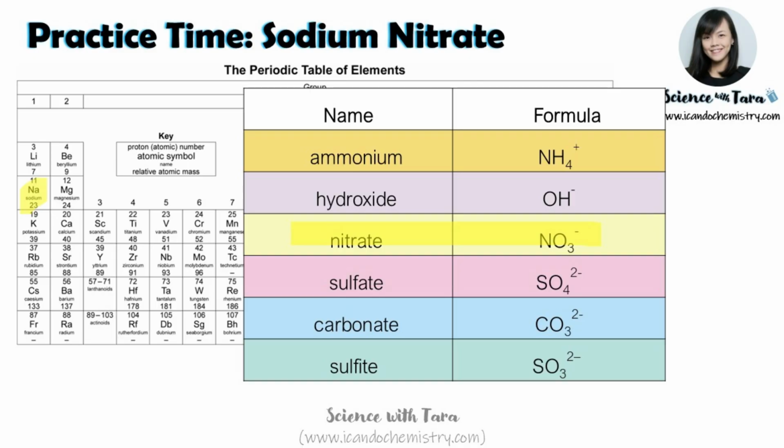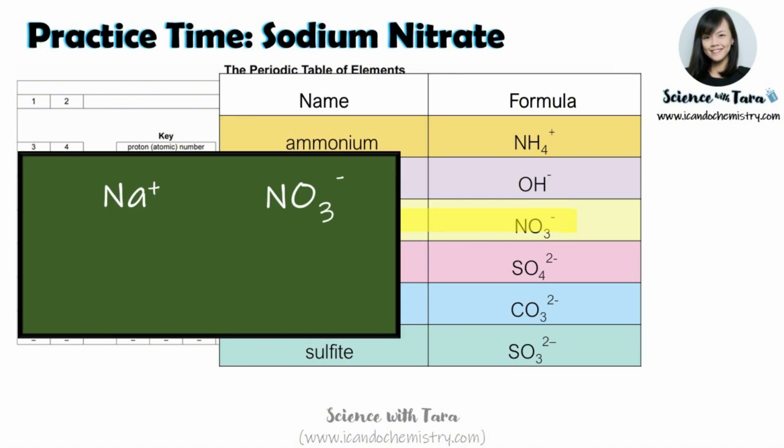Sodium nitrate. Sodium is in group 1, so it forms Na+. Nitrate is a polyatomic ion with a formula NO3-. The charges are +1 and -1, so they balance each other. The ratio is 1:1. So the formula is NaNO3.